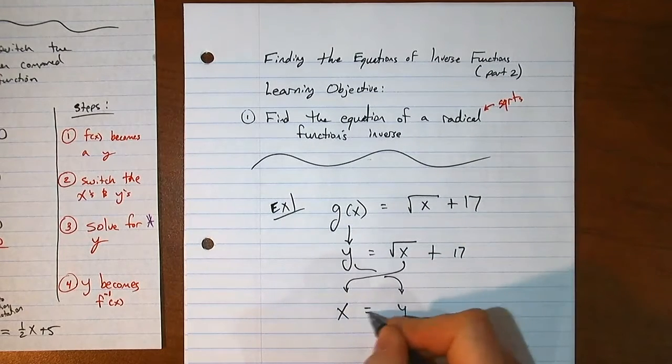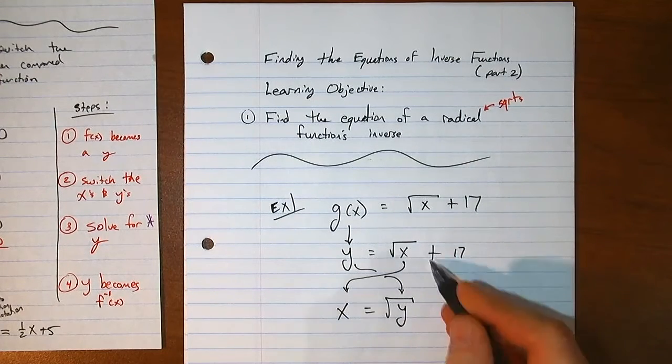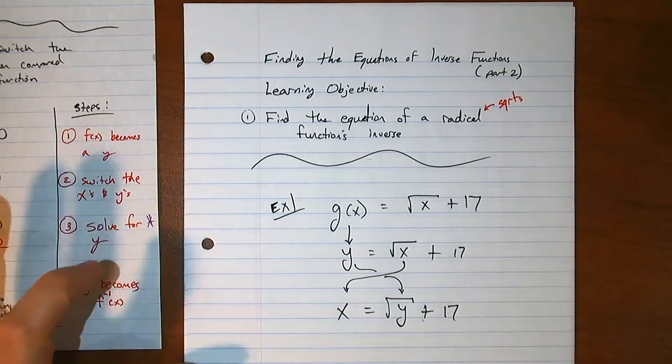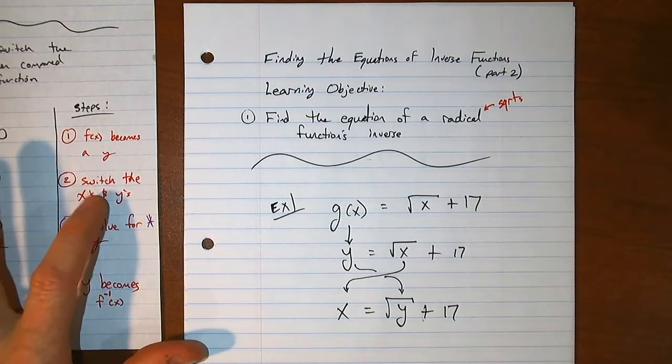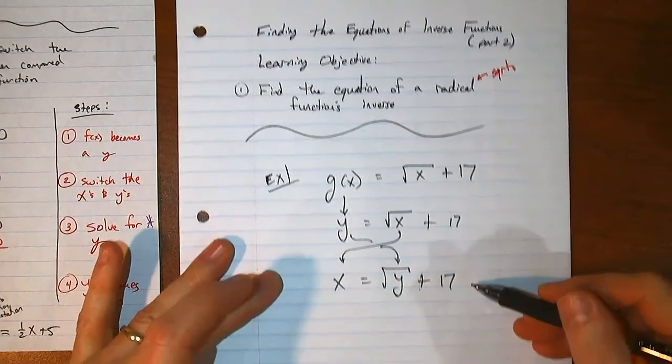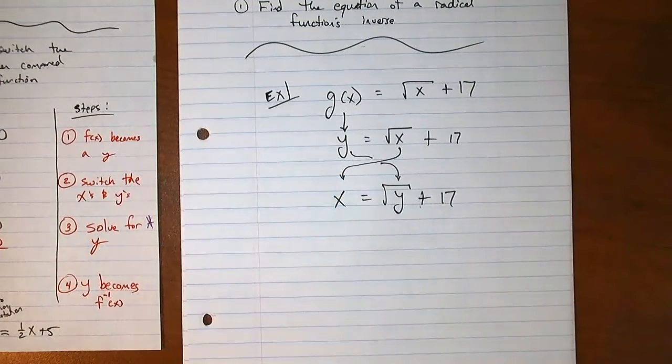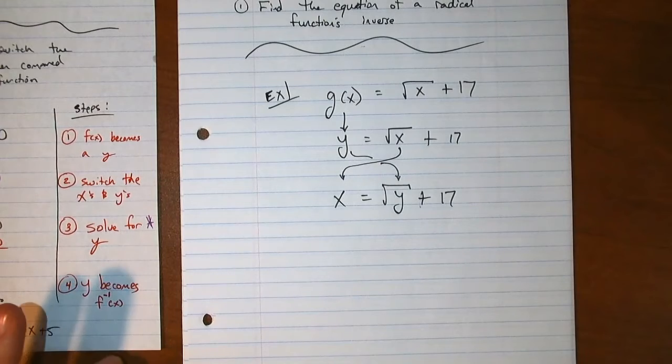So here's my equal sign. There's my square root sign. There's my plus sign. And there's my 17. So as we said in the last video, technically at this point, this is an equation of the inverse. But it's not the equation in the standard form that we like to write it. It certainly is not in function form.